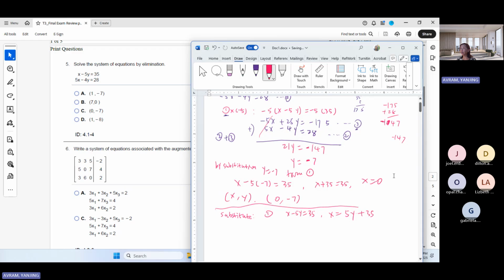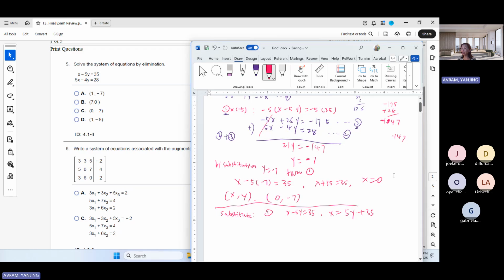And then I am going to get it from 2. Equation 2 here is 5x minus 4y equal to 28, right? Now instead of x, I'm using the 5y plus 35. And that way you can see I only have a y there. Okay, I only have a y there. I can solve for y in here. So this one is called using the substitution method.